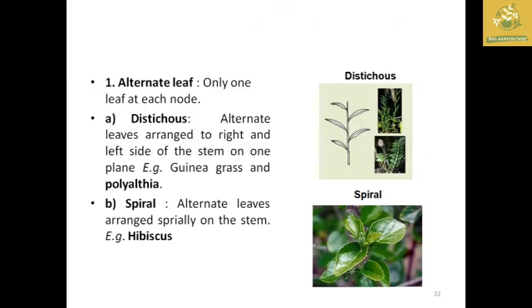Even within these, there is further classification. In the alternate leaf, which I have already told you, there is one leaf at the node, parallel in their arrangement but not equal to one another. The first one is distichous, where there is an alternate leaf arrangement parallel to them on the shoot. Example guinea grass and Polyalthia. And in spiral, the alternate leaves are spirally arranged on the stem. Example hibiscus.